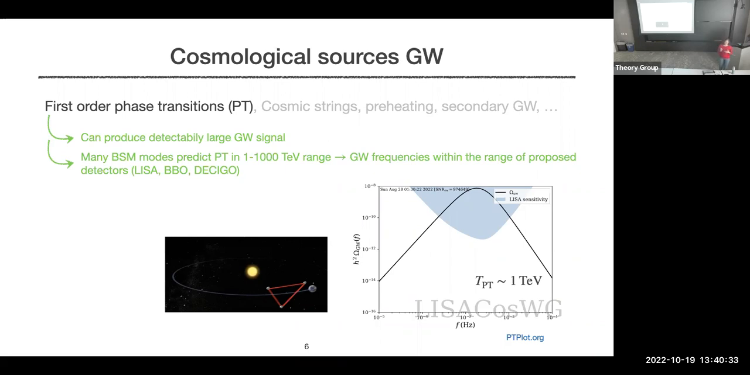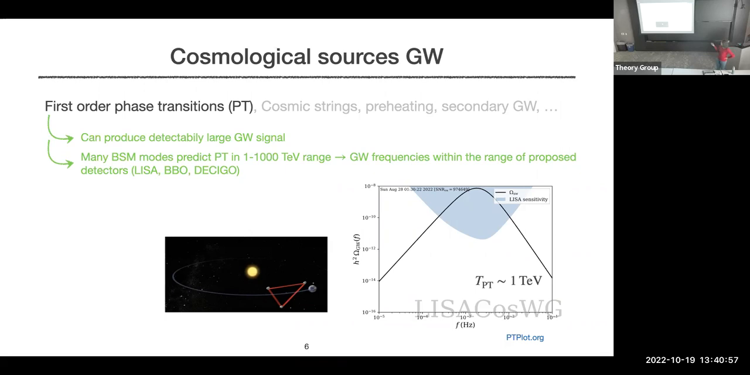Thank you. And you detect this because you detect some kind of bump as a function of frequency? Because otherwise it's just some diffuse stochastic background. How do I distinguish it from just random noise in the detector?